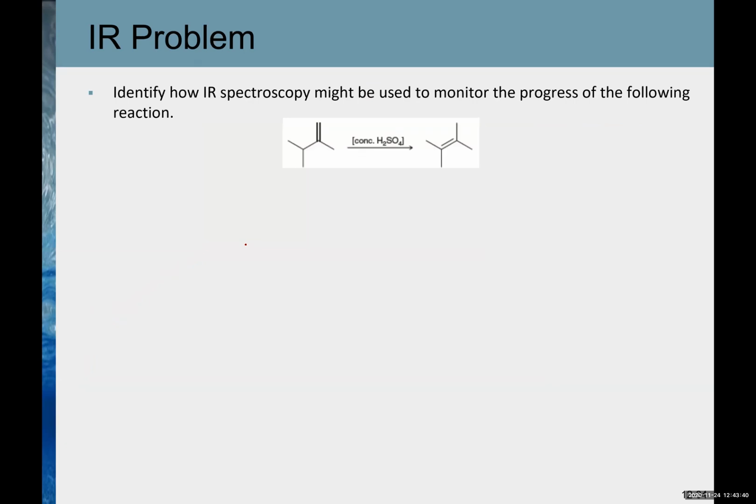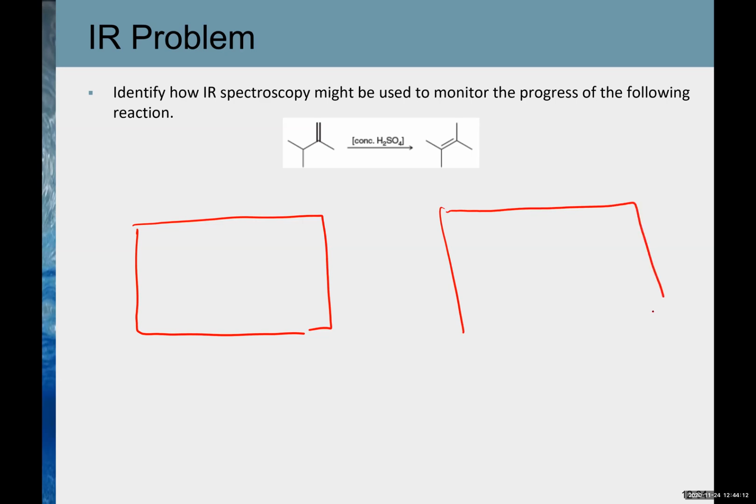Okay. In this case, you need to identify how IR spectroscopy might be used to monitor the progress of the following reaction. And we have done that in the lab, by the way. Remember, before the reaction and after the reaction, we did something and you attached a spectra there. So tell me how we can distinguish the progress of this reaction based on the IR. I'm just going to approximately draw the before and after. Okay, so what characteristic property would you look for?